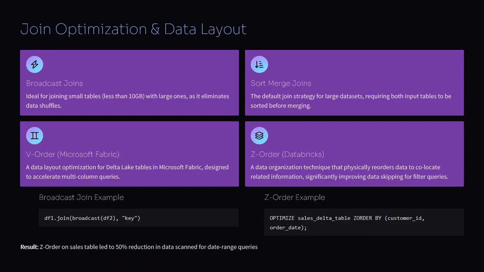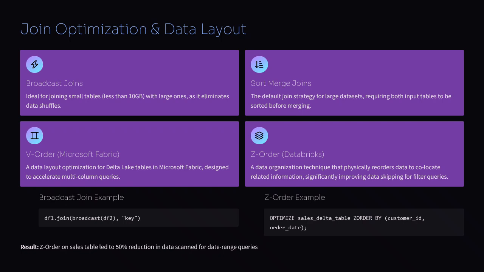Join optimization is a crucial element in enhancing Spark performance, and selecting the right join strategy depends on the size and distribution of your data sets. When you have a small table joining a much larger one, a broadcast join is highly effective because it avoids costly data shuffles by distributing the smaller table to all executor nodes. This speeds up query execution significantly and reduces resource consumption.